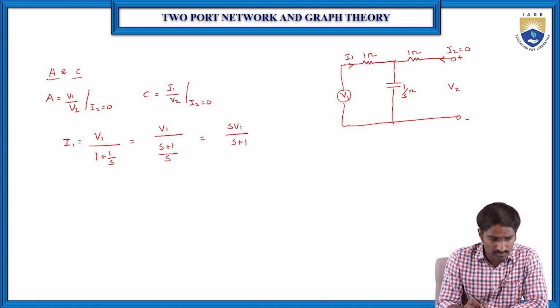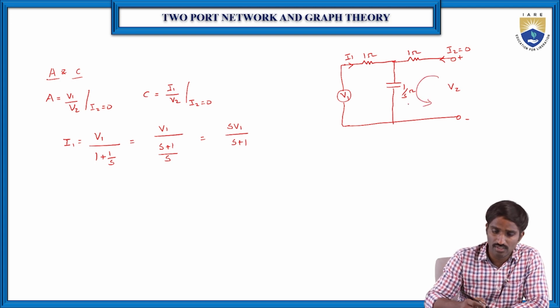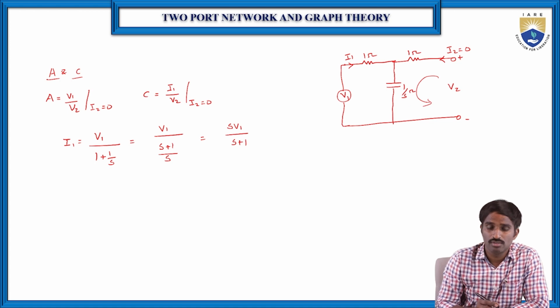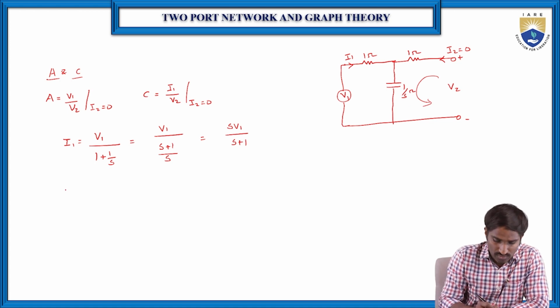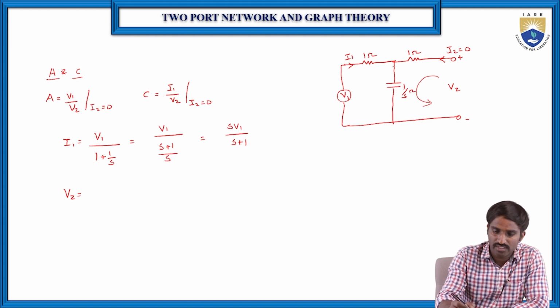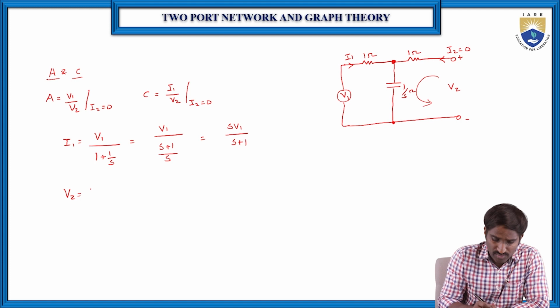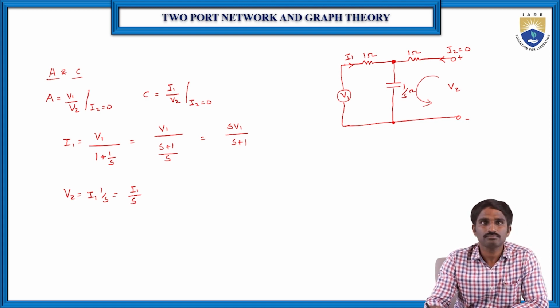Now, as we know, let us find V2 from the second circuit by applying loop analysis. Here I2 is equal to 0, so we only have I1. So V2 is nothing but the voltage across these two terminals, and the current flowing through this is I1. So V2 is I1 into 1 by S, which is equal to I1 by S.